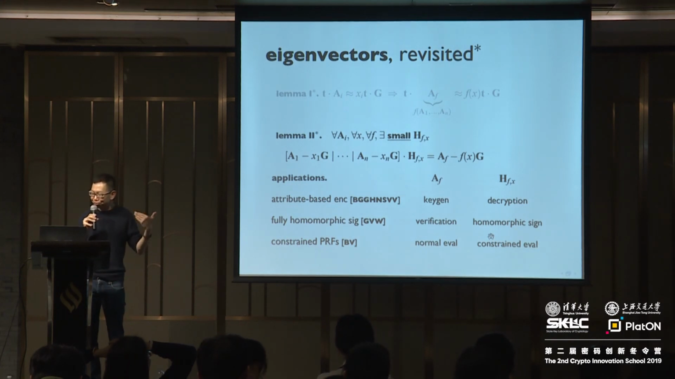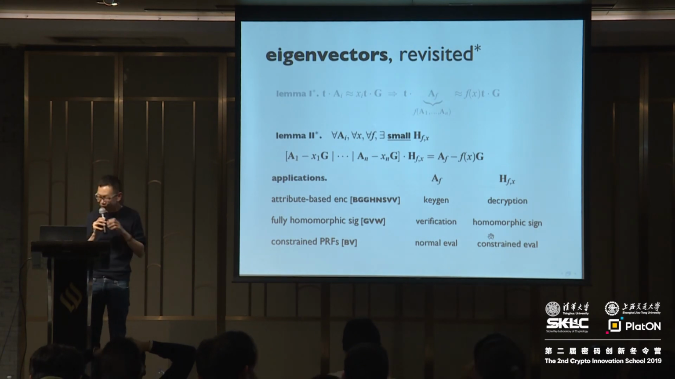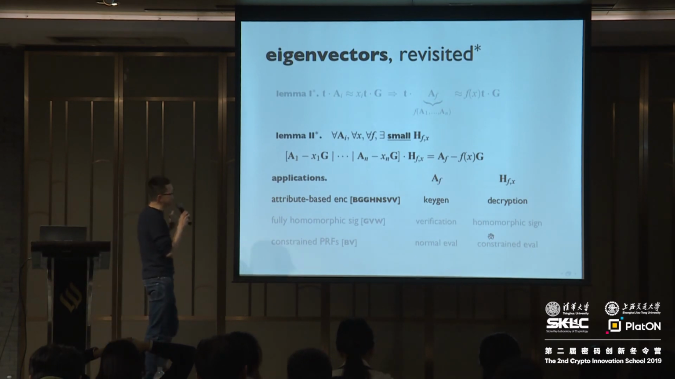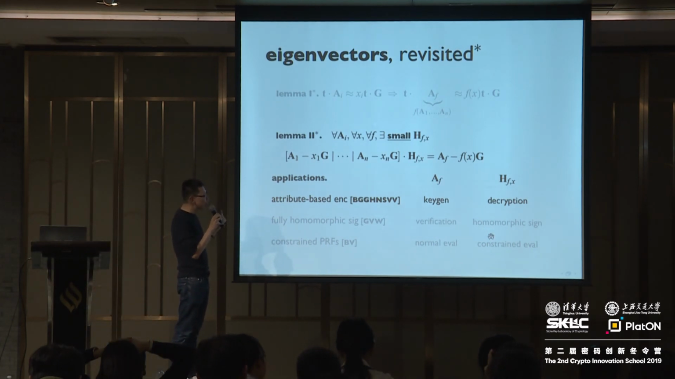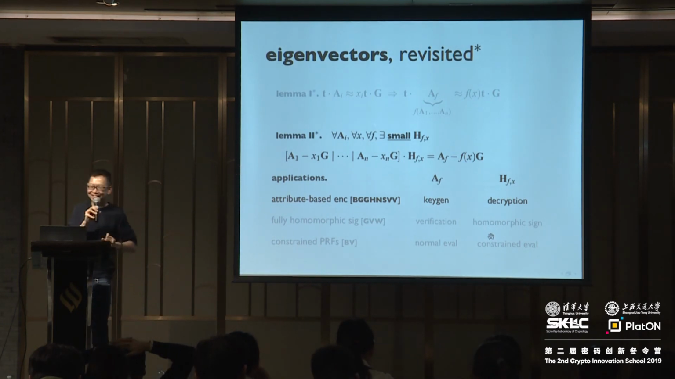So different primitives have different interfaces, and they all follow from this A sub F and this H matrix. Looking ahead to the second half, we're going to look at how you can use this equation to construct attribute-based encryption. So, alright, that's all for the first half. I'll give you the questions for the break.